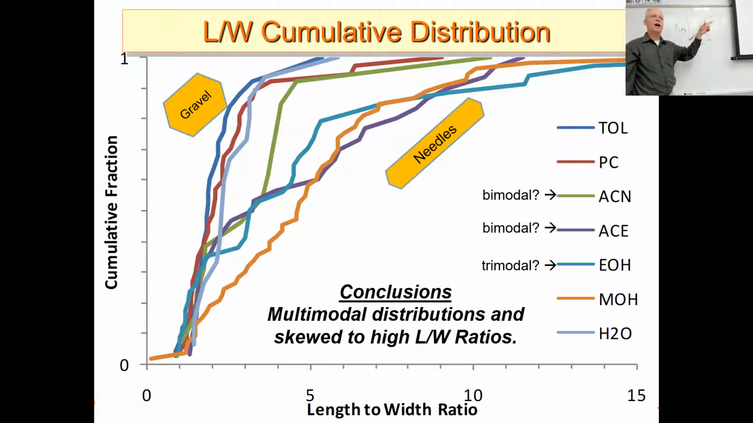This is a very common plot for particle analysis, this cumulative distribution. A lot of the software for particle counting equipment will give you these cumulative distributions. Up here you see on the left is gravel, on the right is needles. And these are the different non-solvents that we use to precipitate things out. It looks like ethanol and acetone and acetonitrile were multimodal.